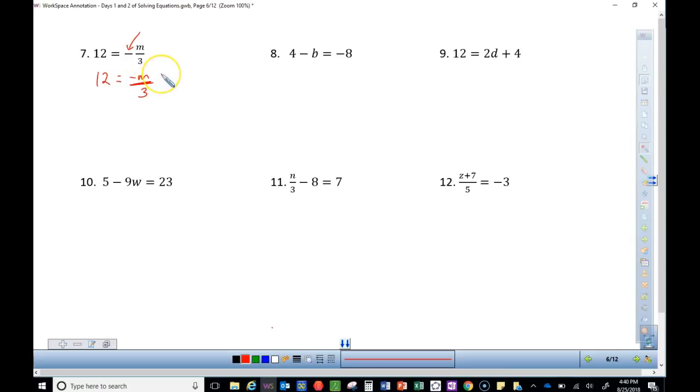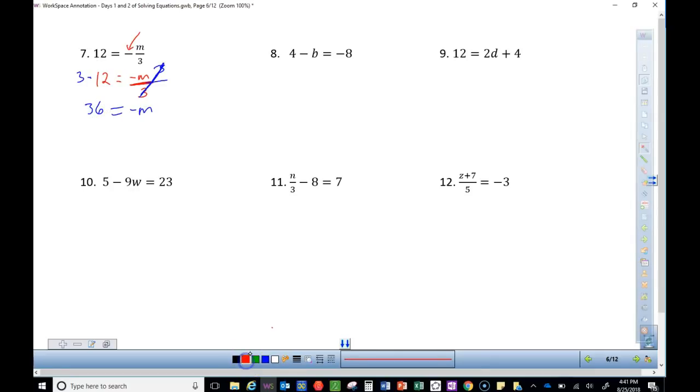So to undo that, I'll go ahead and multiply by 3. Whoops, what's that all about? Go ahead and multiply by 3 to both sides. So 3, this will be -3m. 3 over 3 makes a 1. So I'll just have the -m left. 3 times 12 is 36.